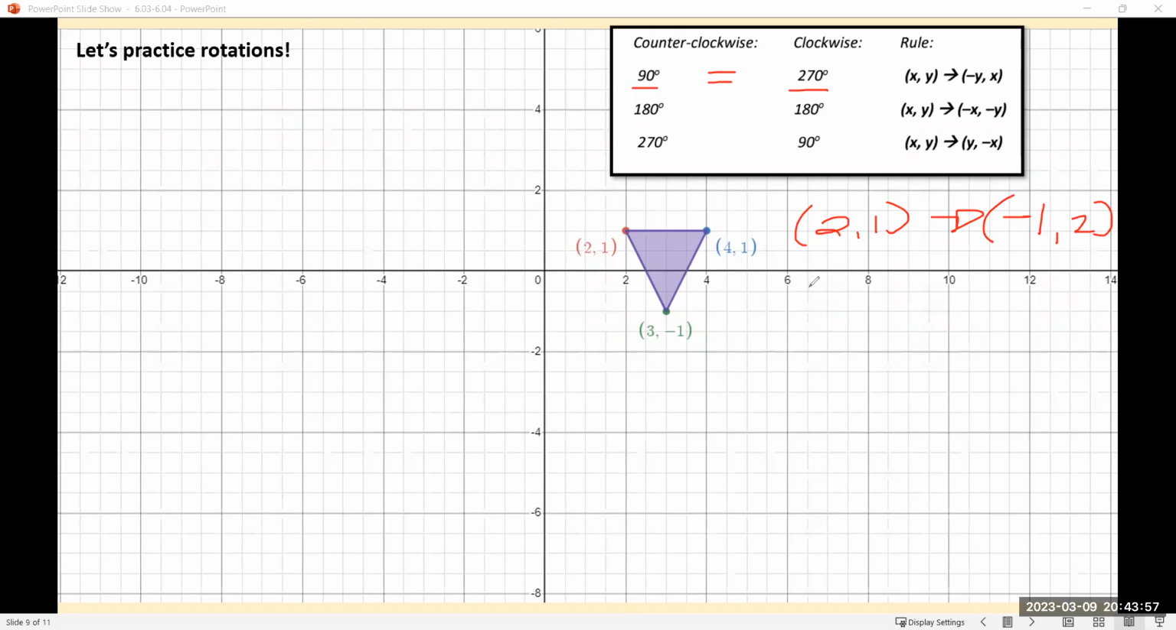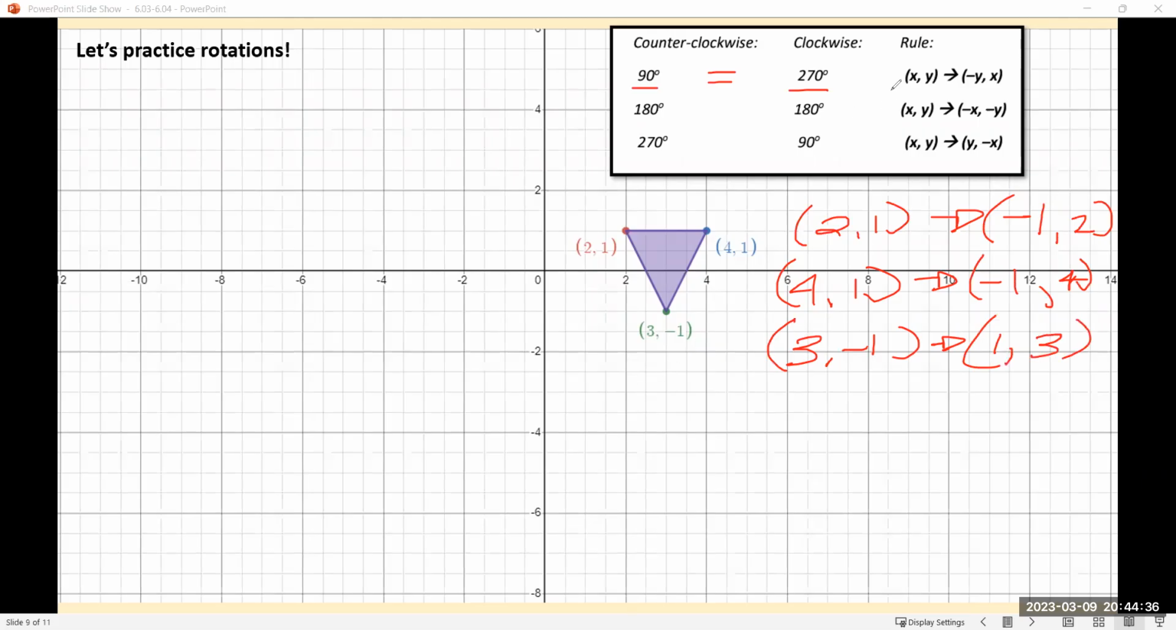So again, let's try to do the (4, 1). For this 90 degrees counterclockwise or 270 clockwise, you are taking your y value, making it negative. So we have our 1, we're going to make it -1, and we're going to put it where the x normally goes. And then you're just going to take your x value and put it where the y goes. Okay? And then again, we're going to do our (3, -1). We're going to take our y value, make it negative, or in this case, we're making it positive because it's already negative, putting that in the x spot, and then putting the x over in the y spot.